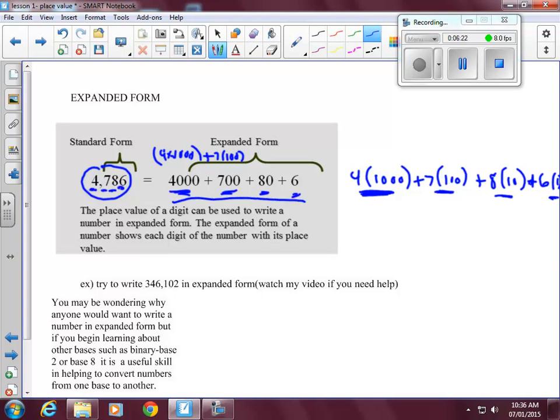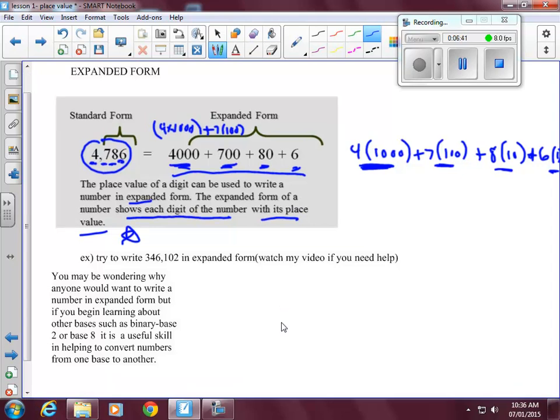So the place value of a digit can be used to write a number in expanded form. And the expanded form of a number shows each digit of the number with its place value. That's useful when you take upper level math courses and you have to convert into other bases. So there's a course here at HACC called Math 111, and you convert numbers into base 2, base 16, base 8. We run on a base 10 system here, right? The Hindu-Arabic number system is base 10. But what if you wanted to convert to binary, base 2, or say a base 8 system? So it's a useful skill to be able to think about a number in its expanded form.